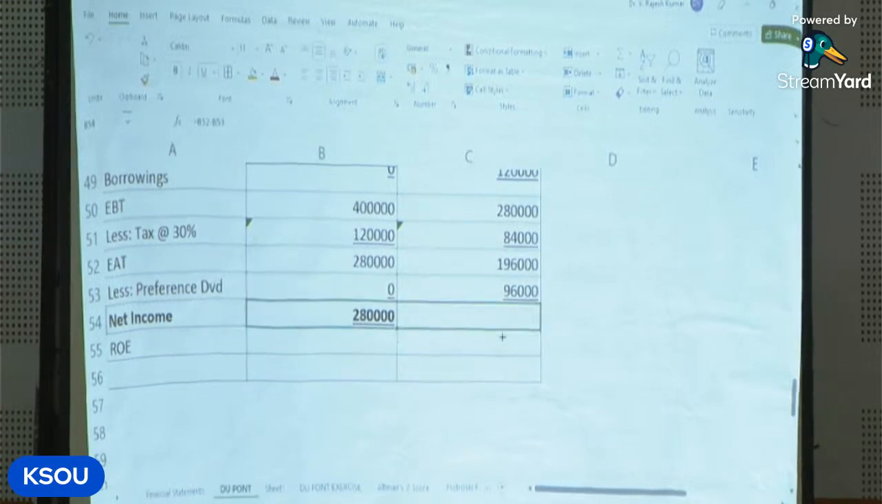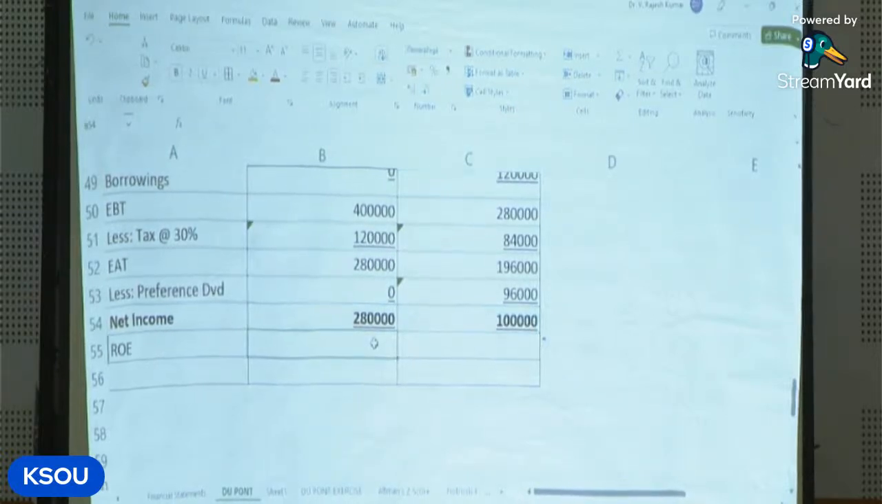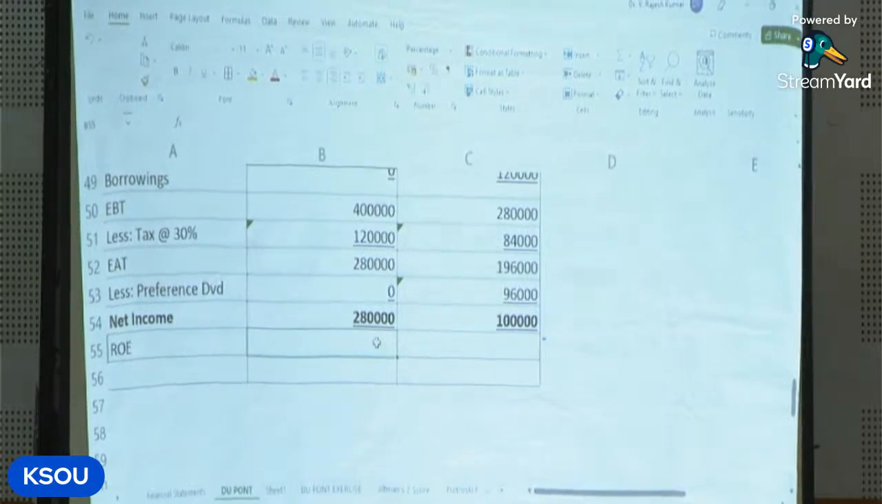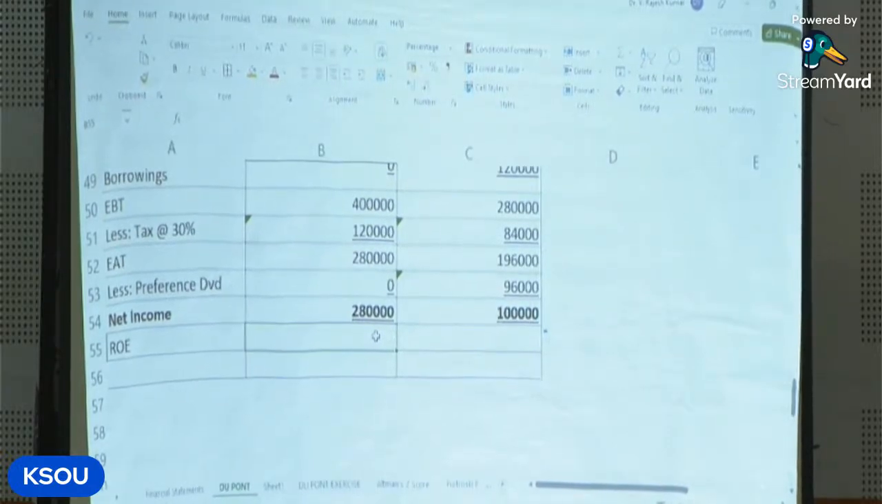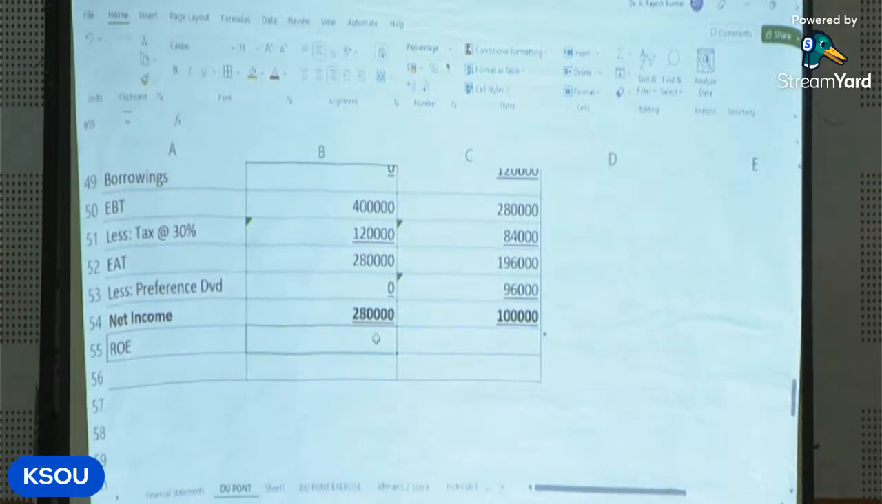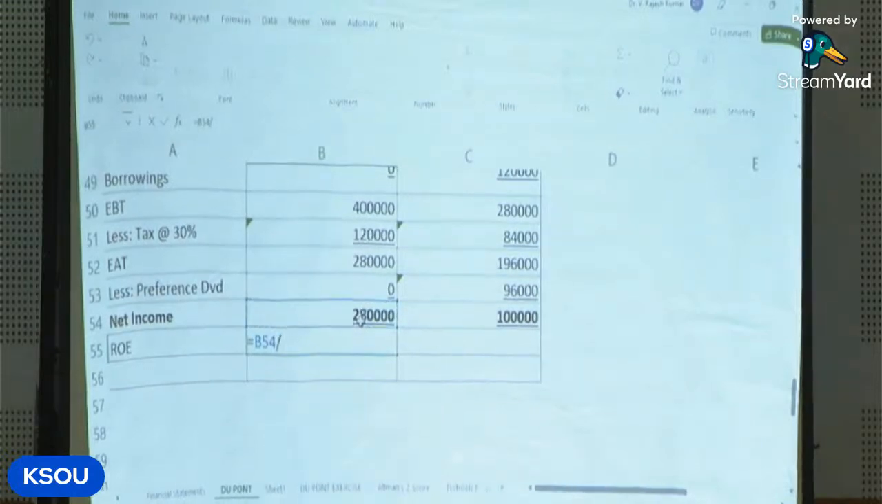So earnings after tax minus this will give us what is called net income. What's the meaning of net income? Profits available to equity shareholders. Now, both alternatives we calculated. Now, let's calculate ROE. What's the formula for ROE? PAT or net income. Because there are preference shares, we should take profits available to equity shareholders. So, this is the net income.